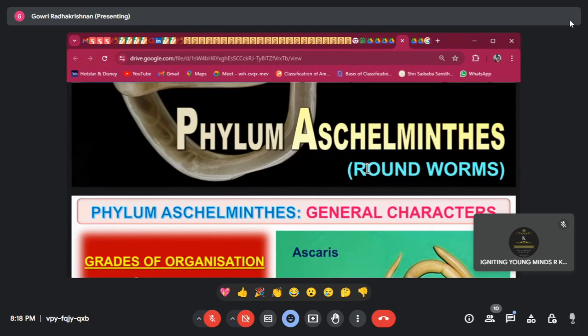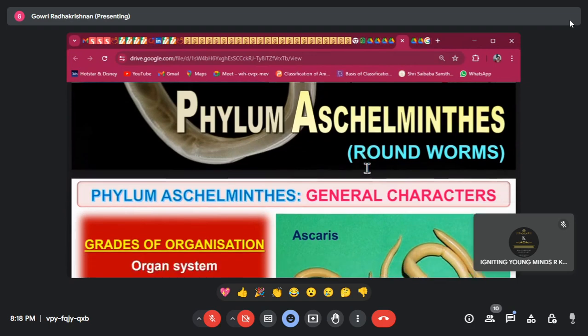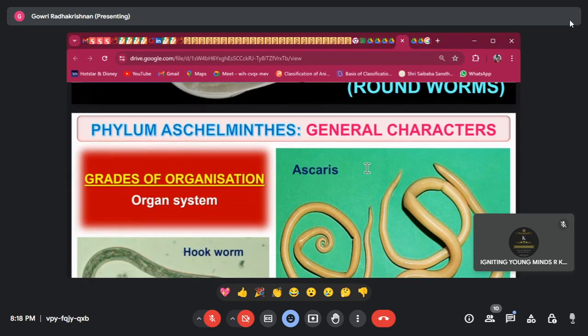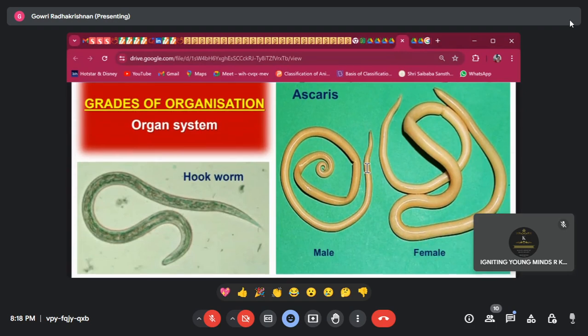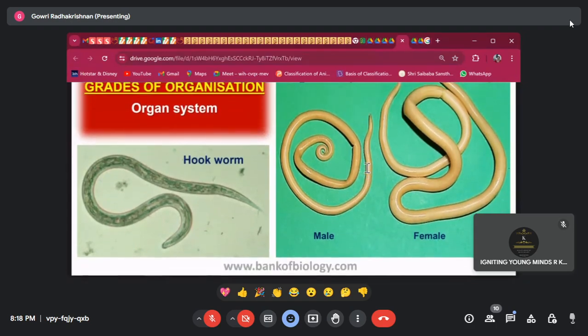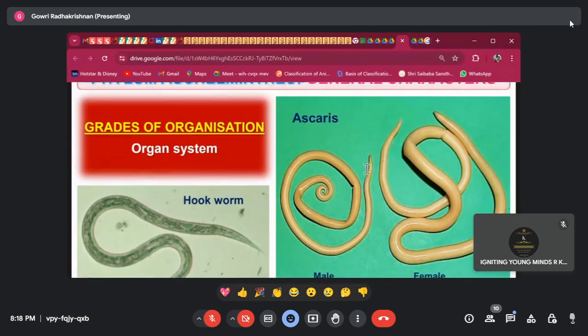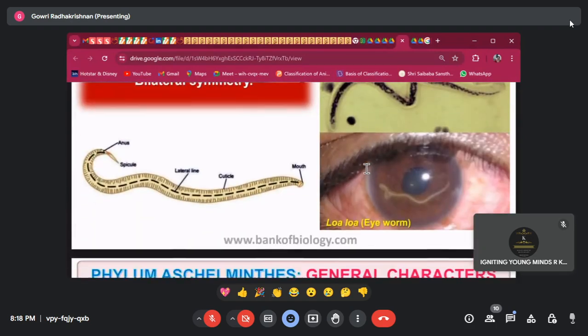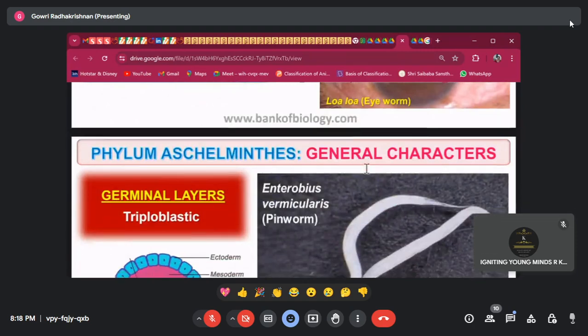Next phylum is the Aschelminthes. They are the roundworms. We saw the flatworms. This is roundworms. Grade of organization is organ level. Hookworm, Ascaris. And symmetry is bilateral. Germinal layer is triploblastic.